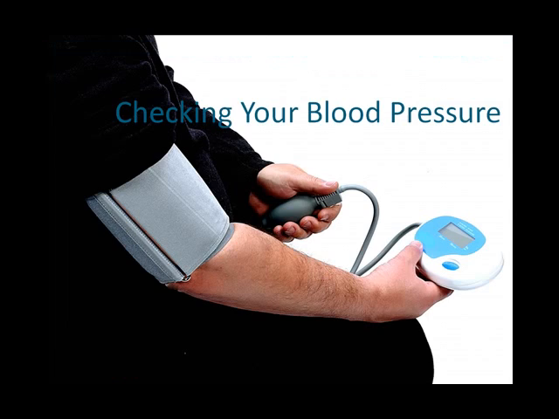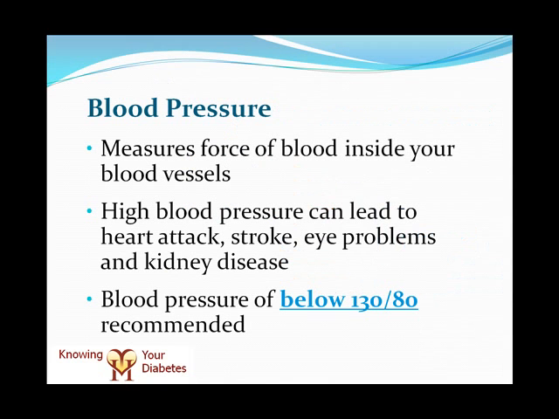Next, we should check your blood pressure. Blood pressure measures the forces of blood inside your blood vessels. There are two numbers. The top number is the systolic pressure. The bottom number is your diastolic pressure. So the systolic is the pressure in your blood vessels when your heart contracts. And the diastolic, or bottom number, is the pressure when your heart is resting between beats.